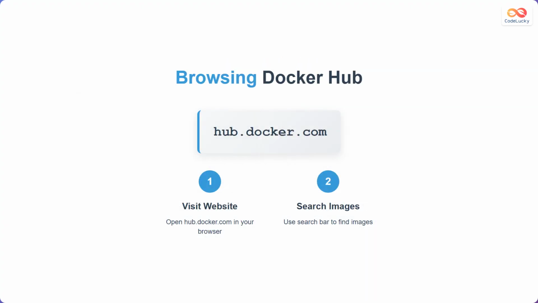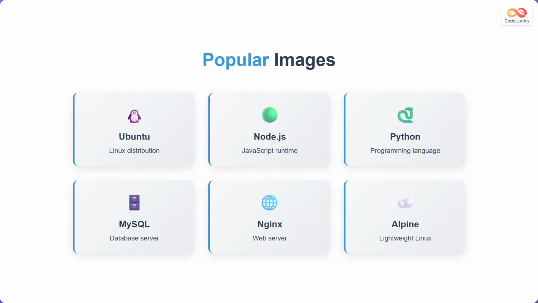Now let's see how we can browse Docker Hub. To start, open hub.docker.com in your browser. Once you are on the site, use the search bar to find images that you need. Docker Hub contains lots of images.